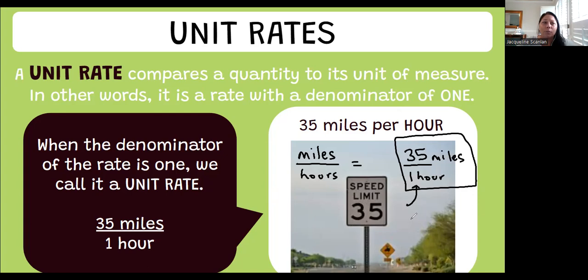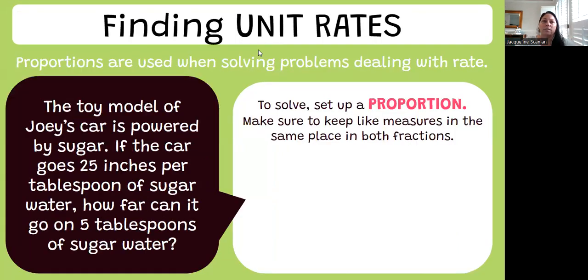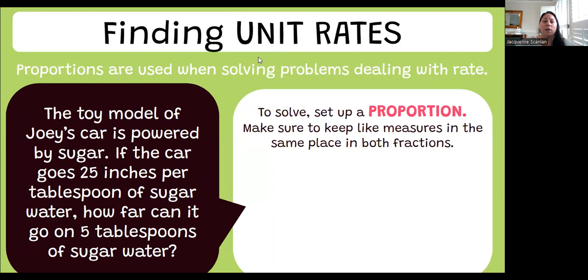Unit rates are very important because they will allow you to compare things that are difficult to compare. I'm going to show you a lot about that in another lesson. Okay, so if you were asked to find the unit rate, we would use what's called a proportion. Okay, a proportion is just 2 different fractions that are set equal to each other. Let's take a look at this problem, and I'm going to talk you through what a proportion is and how to use it. All right, so this particular problem says that Joey has a toy car, and his toy model of his car is powered by sugar water.